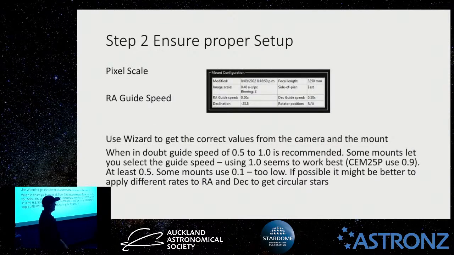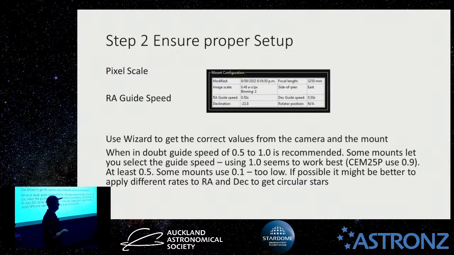So step 2, the first step, is getting the mount okay. Step 2 is ensuring that PHD2 is properly set up. There are 2 main things to set: the image scale in arc seconds per pixel, and here it's 0.48, and the RA guide speed.